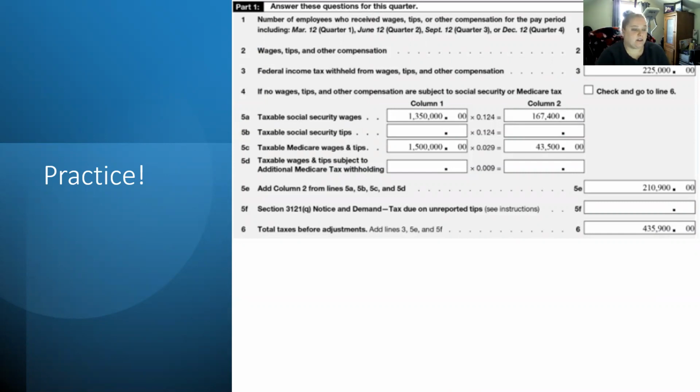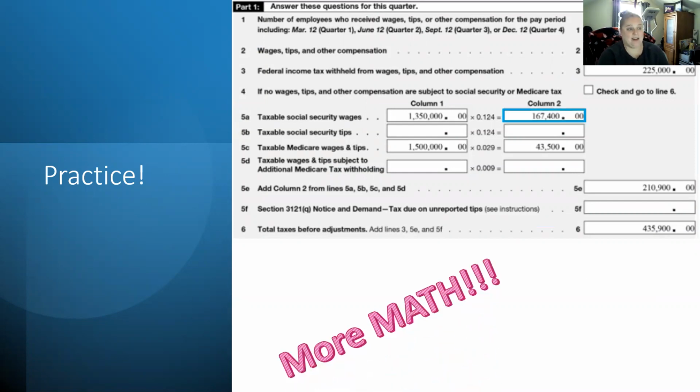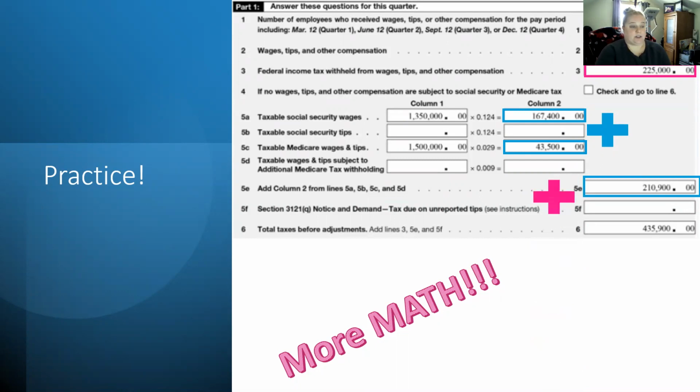Okay, so moving on, this is the whole first part of the 941. We're gonna do some more math and we're gonna add our two numbers from column 2. If you had 4 numbers, you would add them all up, and those are going to go in line 5E. Then we're going to take our tax withheld, which is on line 3. We're going to add it to that number that we just calculated, and we're going to get our total tax before any adjustments, and that goes on line 6.